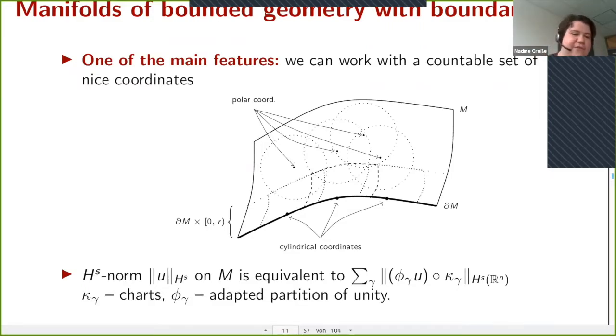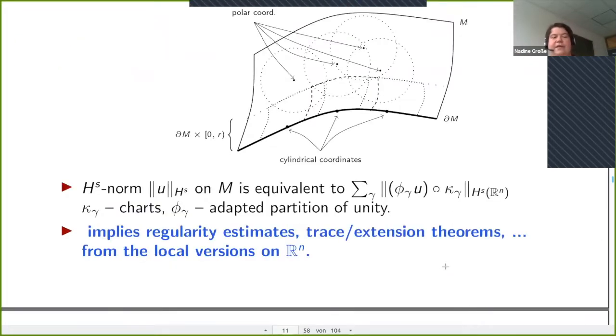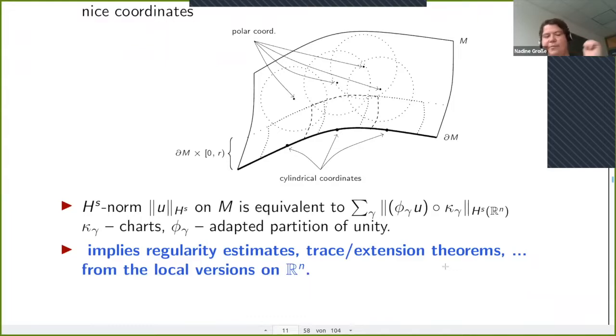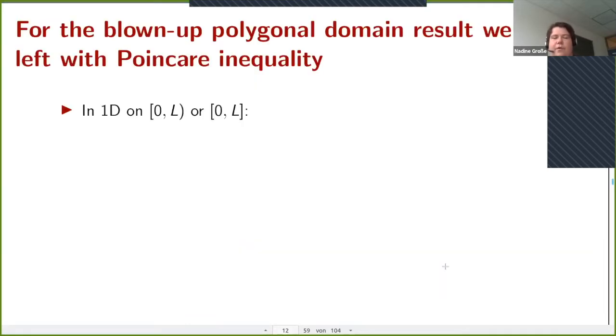That then gives you that the Hs norm on your manifold is equivalent to the sum of the localized norms on Rn. And then you are in the game. That automatically implies the regularity estimates, the trace and extension theorems, everything, just from the local version. So just glue, nothing happens. But for the Poincaré inequality, you need a bit more.